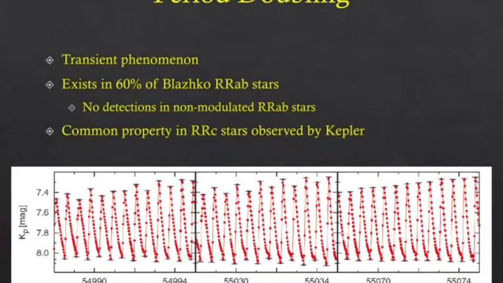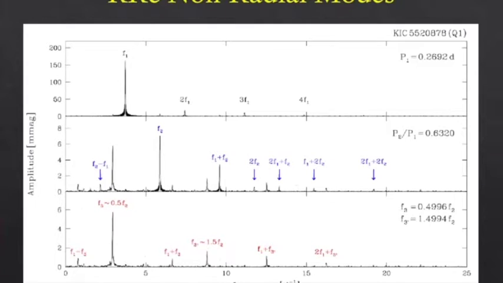And from Kepler's observations of RRab stars, we find period doubling in about 60% of these things. We think that this actually comes about because of a 9-to-2 resonance between the fundamental mode and a higher order overtone. So this was pretty much the very first big thing that we saw with RR Lyrae from Kepler. It wasn't too much longer that we found some interesting things with RRc stars.